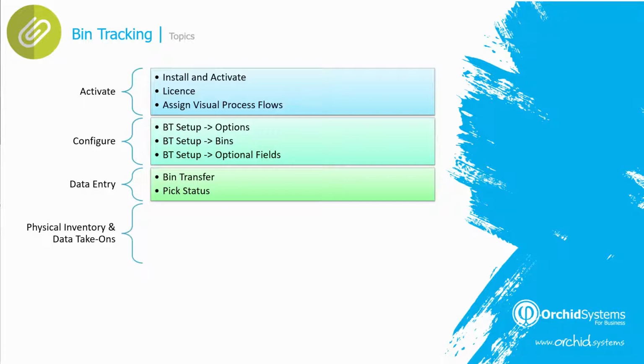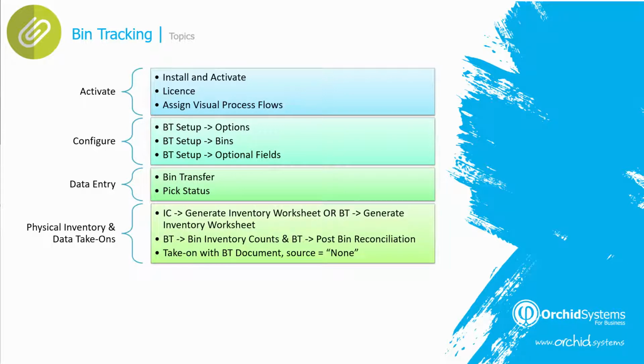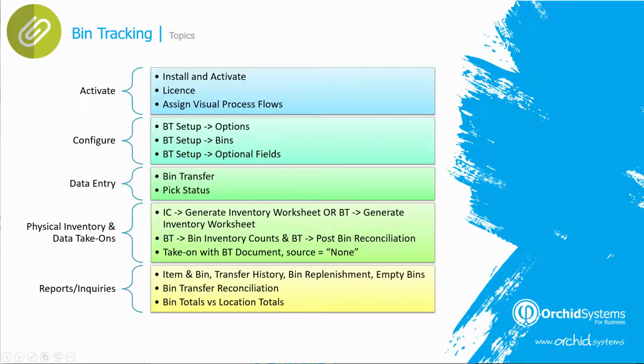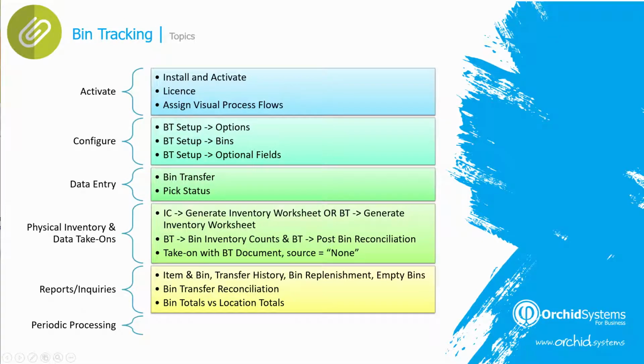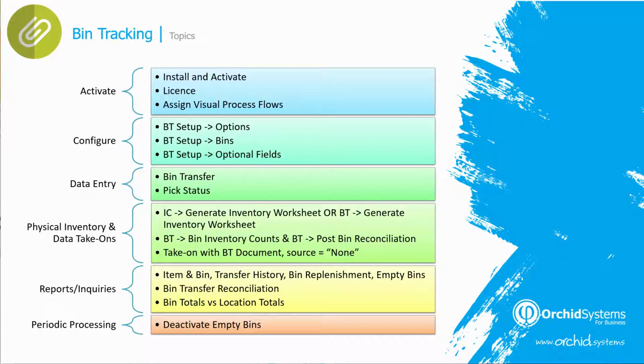We're going to run through the physical inventory and data take-ons, both through IC and running an inventory count through bin tracking. And we're going to have a look at the reports and inquiries by bin transfer history, bin replenishment, and empty bins, as well as the bin transfer location and bin totals versus IC location totals. And we're going to look at the periodic processing to deactivate empty bins.